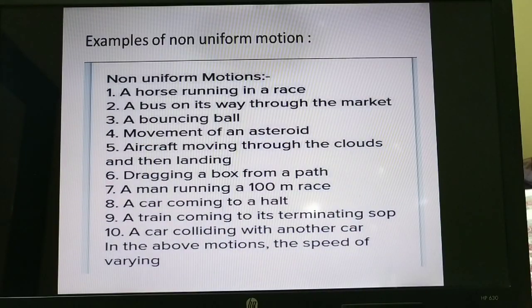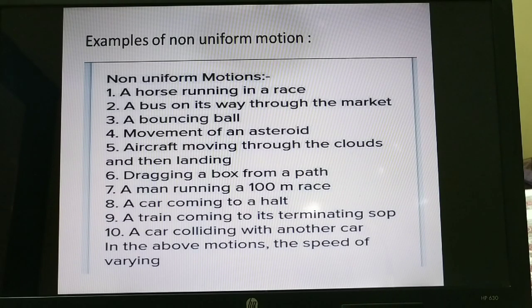So examples of non-uniform motion are given here. Just read. Non-uniform motions: a horse running in a race, a bus on its way through the market, a bouncing ball, movement of an asteroid, an aircraft moving through the clouds and then landing, dragging a box along a path, a man running a 100-meter race. Do you think a man running a 100-meter race is continuously in uniform motion?